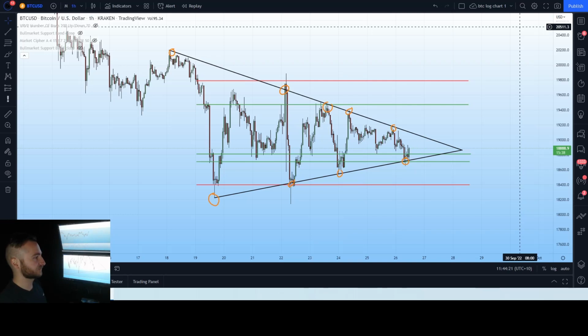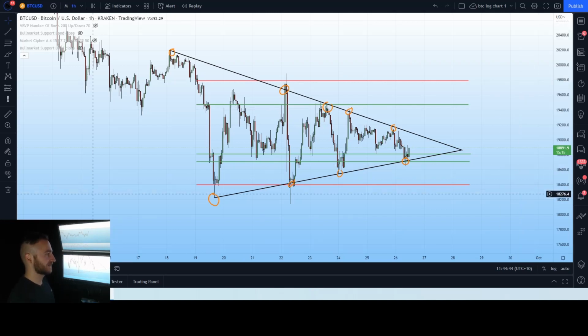So what you can see here is Bitcoin in a symmetrical triangle. Now, for those of you who don't know what a symmetrical triangle is, we'll quickly run through it. It is essentially a pennant. The only difference between a symmetrical triangle and a pennant is two things: number one, the amount of retests or trend touches, and number two, the length. So the retests, the amount of trend touches, and the length.